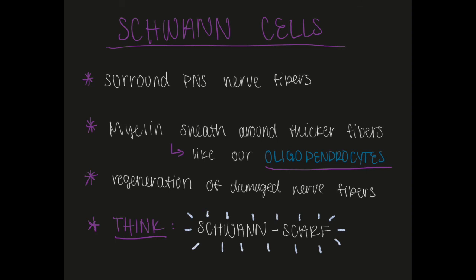And finally, we have our Schwann cells. These are the cells that are similar to our oligodendrocytes. The Schwann cells surround our peripheral nervous system axons with myelin sheath. As you know, we have these graded potentials that travel from our dendrites through the soma, build up at the trigger zone, and become an action potential that travels along our axon.